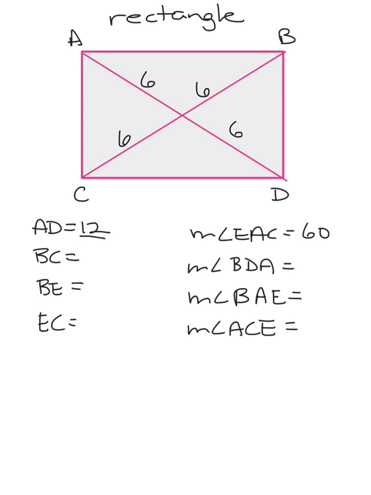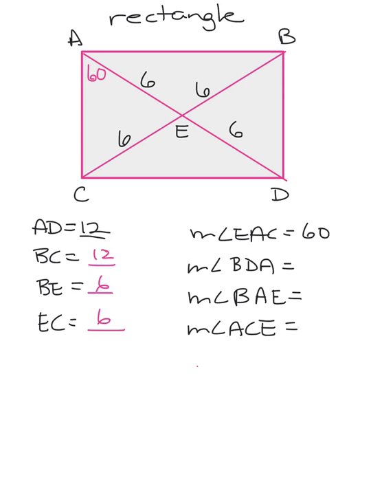So when I'm filling in my blanks here and identifying the other segment measurements, I know that BC is equal to 12, again because the diagonals of a rectangle are congruent. And I broke it up into pieces because, again, diagonals of a parallelogram bisect each other, and a rectangle is a parallelogram. So that makes BE have a measurement of 6, and EC also has a measurement of 6.